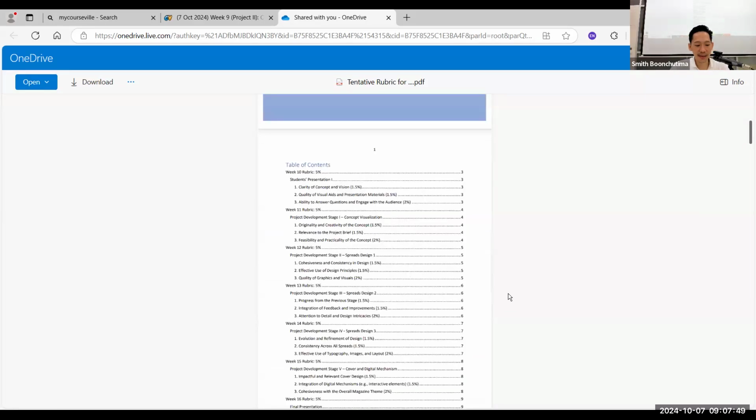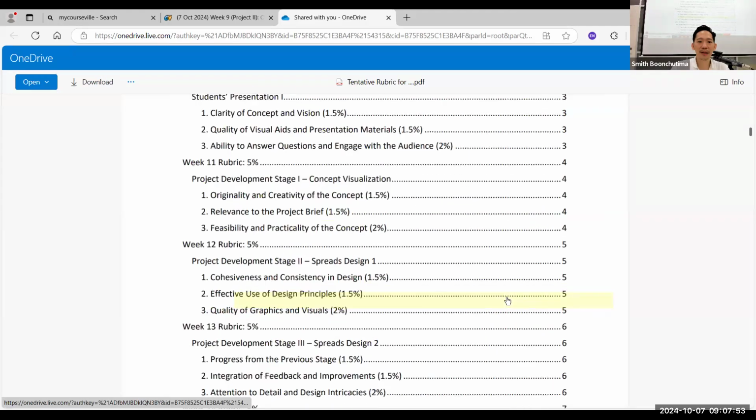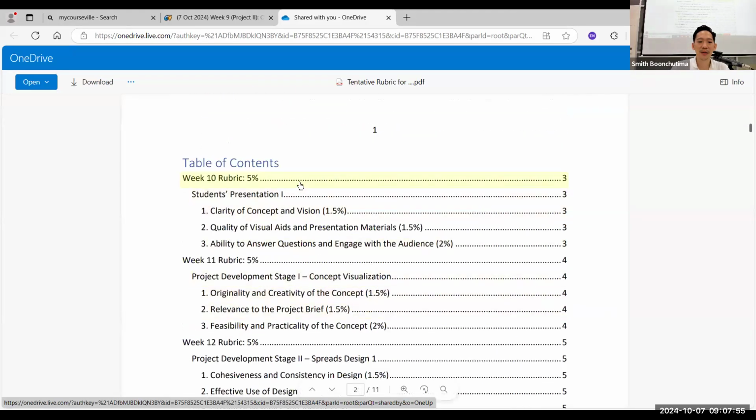Okay, this is the tentative rubric, which means that if you are not happy with it, or if you have some kind of concern, you can let me know so that we can adjust the rubric together if it needs. Right. So the rubrics for today is week 9, right? What, week 9 or week 8?